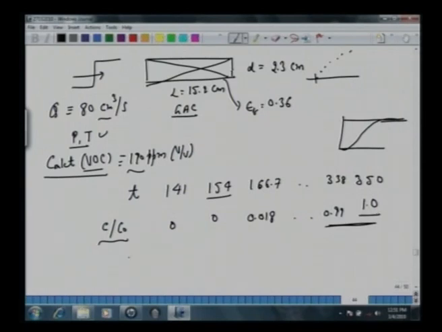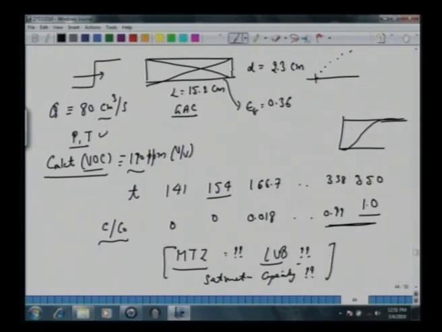Okay, and the question asked here is to calculate the mass transfer zone. All right, what is the length of unutilized bed? What is the saturation capacity of this adsorbent? So these are the three questions one can answer here.